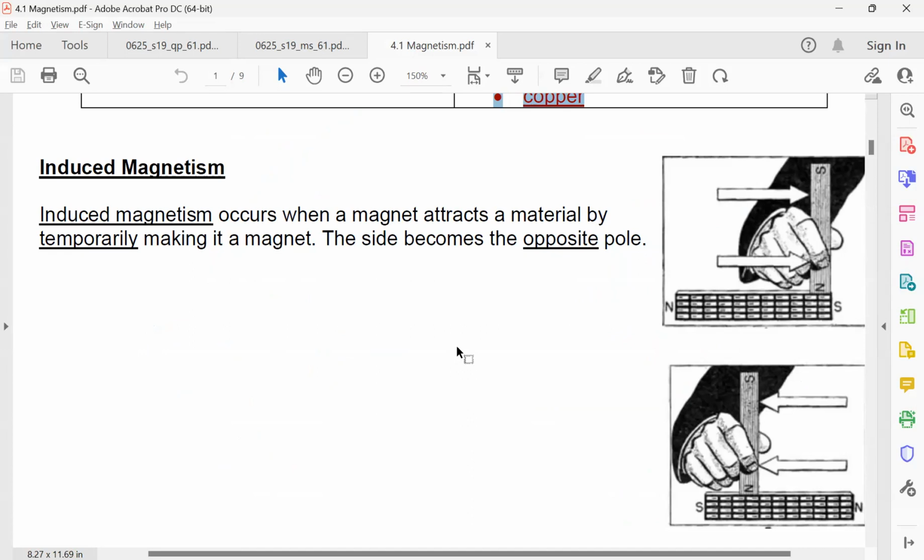But anyways, if you look here, guys, this is literally what I said. This is the magnet. I slide it to this side, here is south and here is north. Slide it to this side, here will be south and here will be north. Okay, very straightforward concept. So induced magnetism occurs when a magnet attracts a material by temporarily making it a magnet. As soon as I pull the magnet away, they'll no longer retain their magnetism.